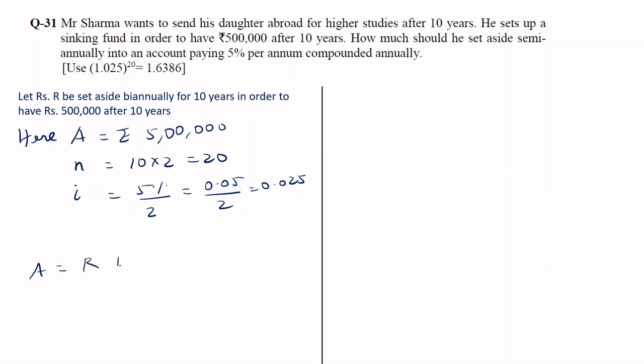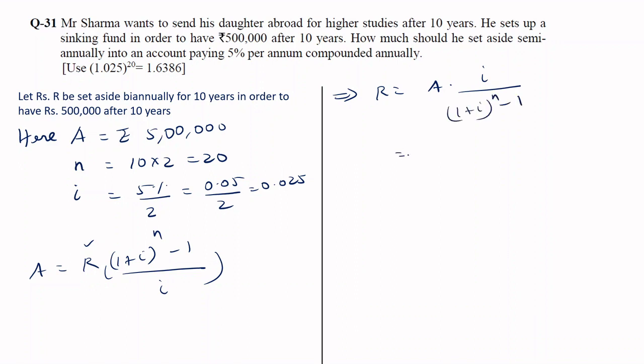Now we know the formula for sinking fund. A is equal to R into 1 plus I the whole raised to n minus 1 upon I. Here we need to find R. So this implies R is equal to A into I upon 1 plus I the whole raised to n minus 1. So when we substitute all these, we will get the answer. So it is 5 lakhs into 0.025 upon 1 plus I. So it is 1.025. 1 plus 0.025 is 1.025 the whole raised to 20 minus 1.